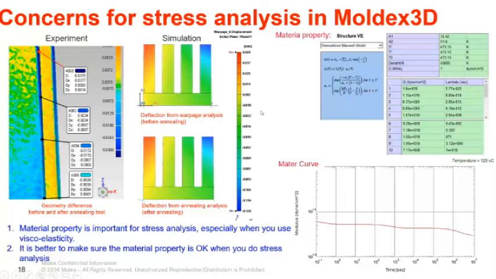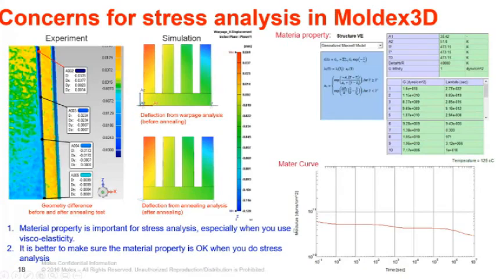So we talked to Moldex3D and found that the material data here, this is at 125 degrees C, the master curve, the curve of modulus changing versus time. You can see that within the time I set, the modulus doesn't change much. Usually there is an obvious jump, but there's no jump here. I think that's the reason why it doesn't have a big change in the shape.